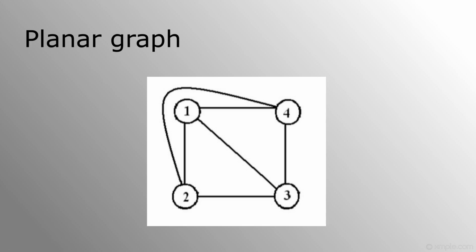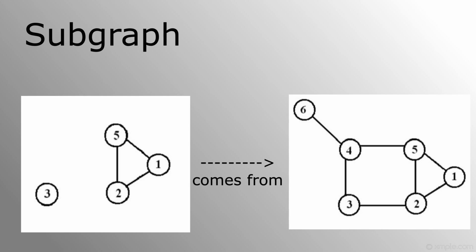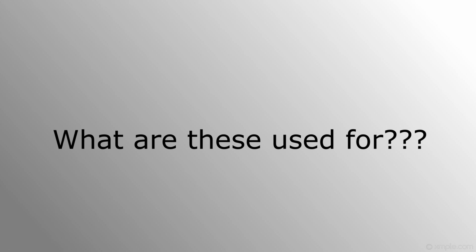Graphs with edges that do not intersect are planar graphs. Subgraphs are graphs which are components of bigger graphs. With so many kinds of graphs in existence, some of you may be wondering, what are these used for? Well, graphs in network theory are heavily used in data science.